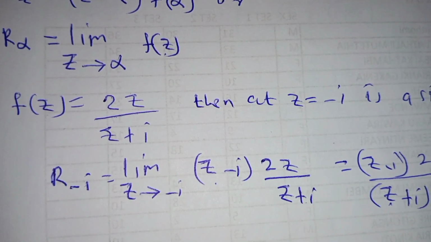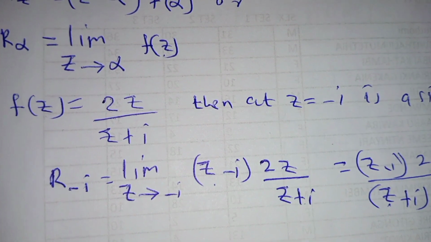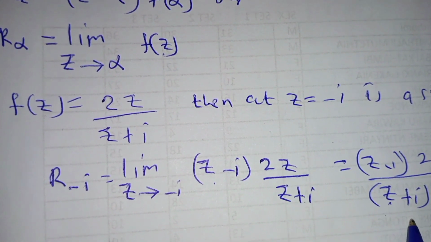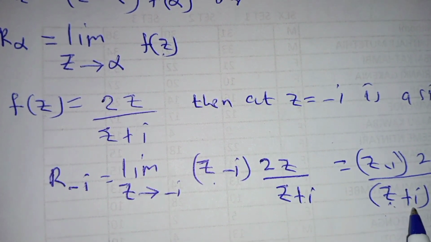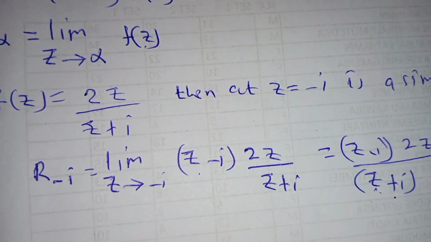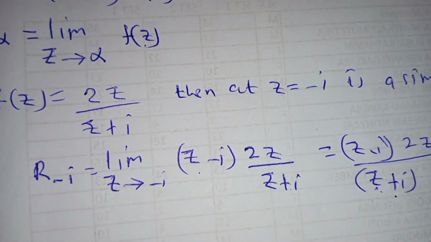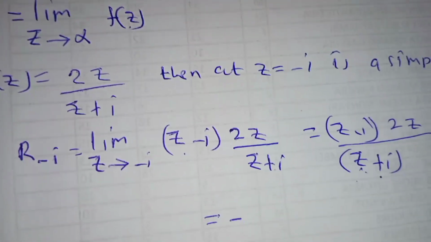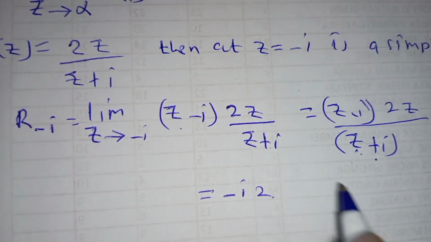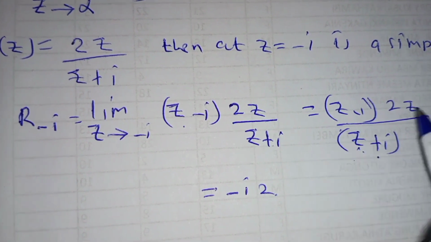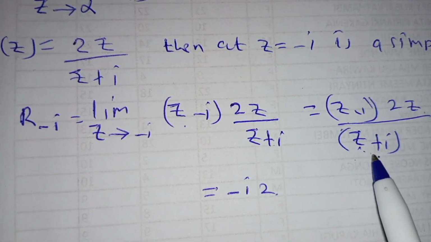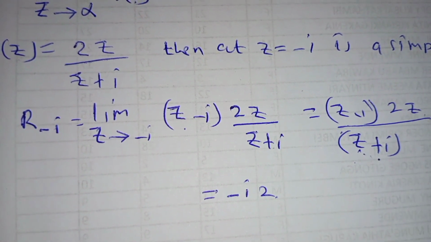Here we can make use of L'Hospital's rule. And when you make use of L'Hospital's rule, of course, it is going to simplify to -2I. After expanding here and applying L'Hospital's rule, we will obtain that result.